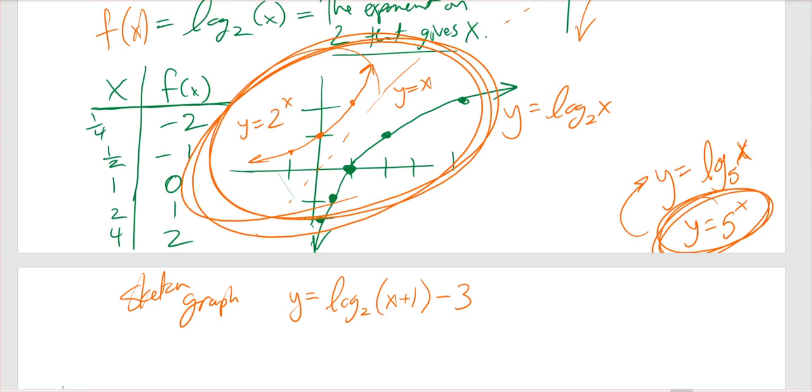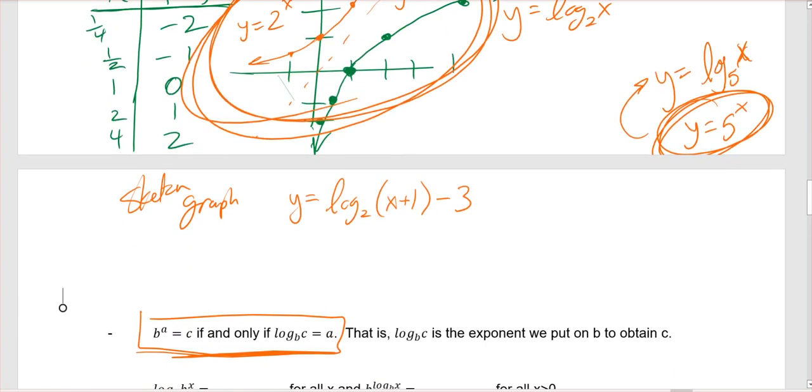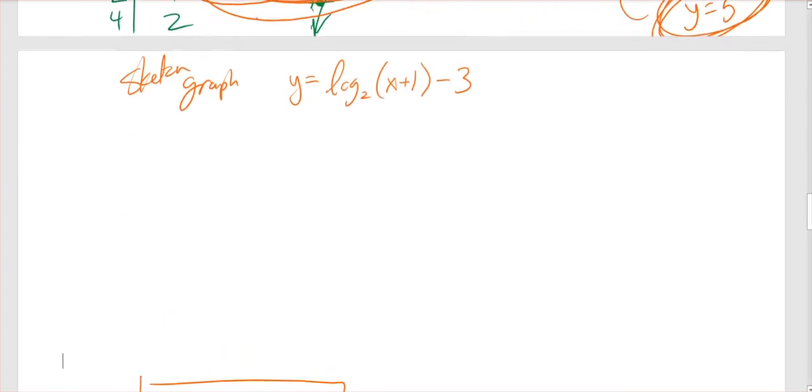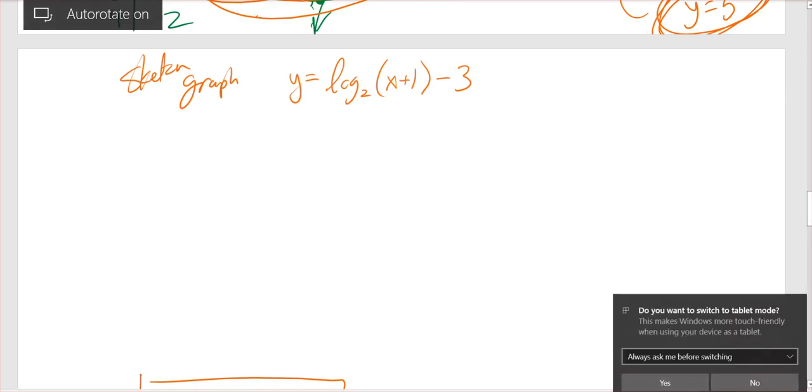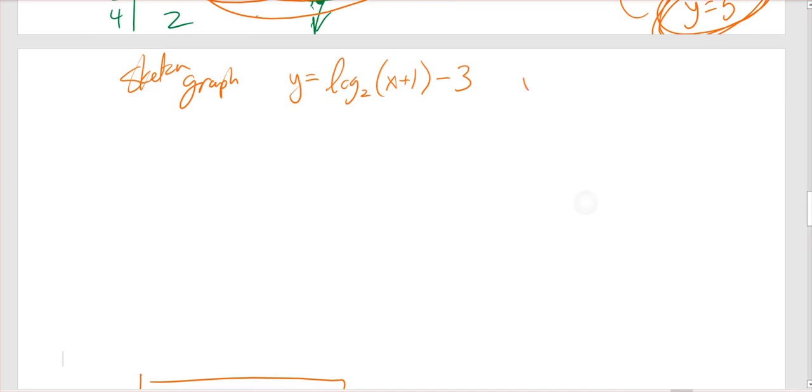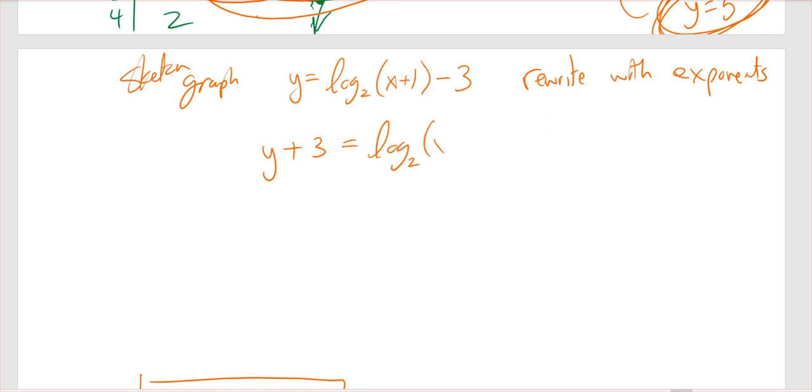So let's pretend like we didn't do the exercise above, and we can talk about how to draw this graph if we're not sure what the standard log base 2 function looks like. Because we can just rewrite it using exponents. Okay, so first thing we want to do is isolate that logarithm stuff. So let's add 3 to both sides. So y plus 3 equals log base 2 of x plus 1.